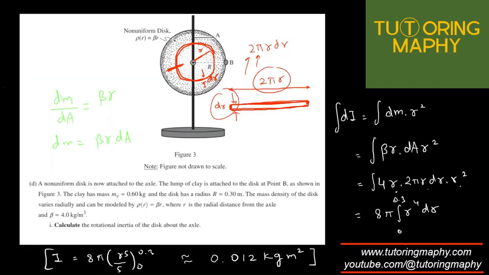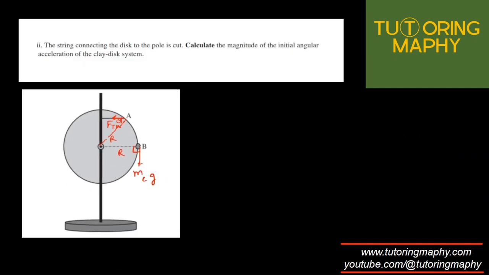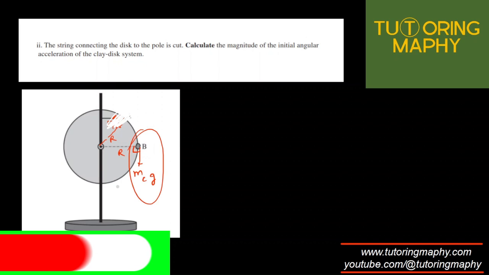All right, so this is the last question which we have. The string connecting the disk to the pole is cut. Calculate the magnitude of the initial angular acceleration of the clay disk system. So it makes sense that if the string is cut, there is no tension over here now. So the only force which is responsible for the torque is this one.